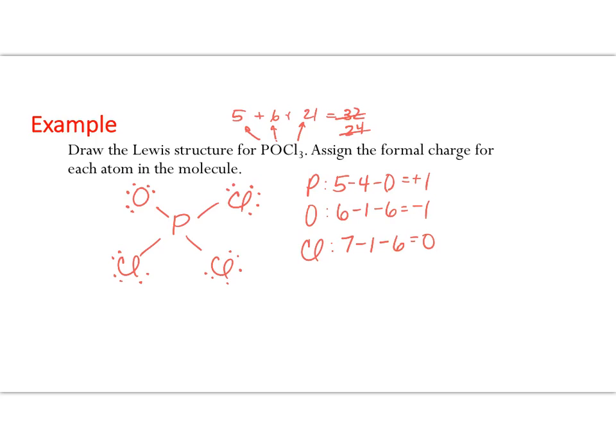So did all of my formal charges add up to 0 because this is a molecule? Yes. Do I have the most negative formal charge on my most electronegative element? Yes, that's oxygen. Did I exceed an octet for anybody unnecessarily? No. So this is really the only structure, and it has good formal charge.